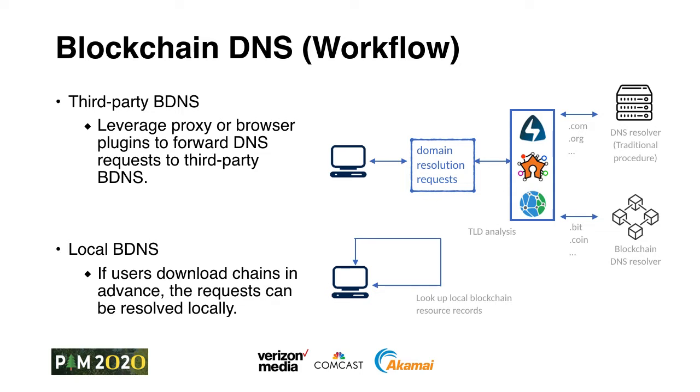Here are two different ways to resolve blockchain domains. One is third-party BDNs. The device sends domain resolution requests to tools like proxies or browser plugins, and they will forward requests to the right servers, which provide blockchain domain resolution service. It's also the same as mentioned in the previous slide. The other is local BDNs. If users set up a blockchain resolution service on a local device, they can look up the local blockchain for DNS records.